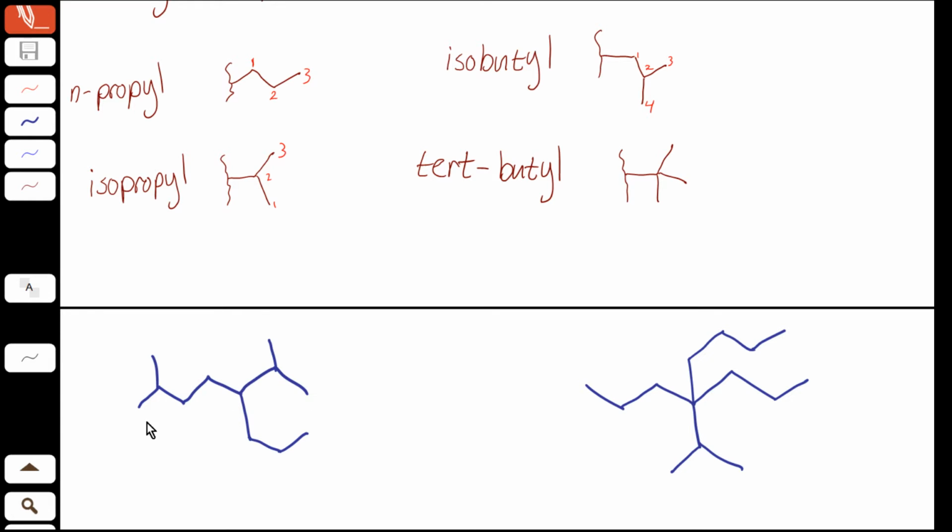Yeah, it's a little longer if we go 1, 2, 3, 4, 5, 6, 7, 8. Okay, good. So it's always helpful, I think, especially with these bigger structures, to actually draw the numbers on there so that you can really see where everything's coming off of. And then we can highlight those different groups that are coming off of it.